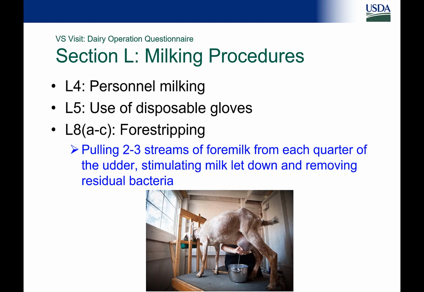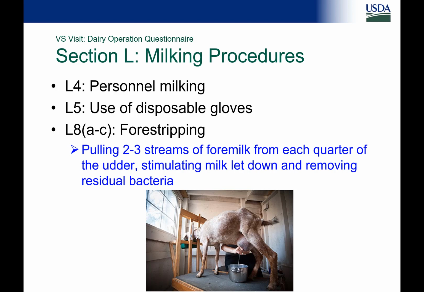So the first 3 are pretty straightforward. Just note that you check one only. So we want to know the primary methods for each of those, or what they usually do. L5 is asking about the use of disposable gloves. So what if some of the folks use them and others don't? We want to know what's usually done. So if some use them, some don't, mark sometimes.